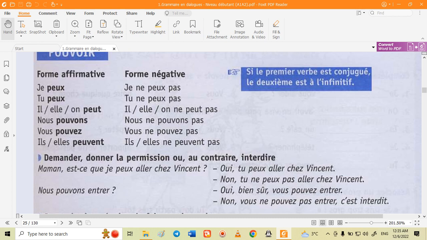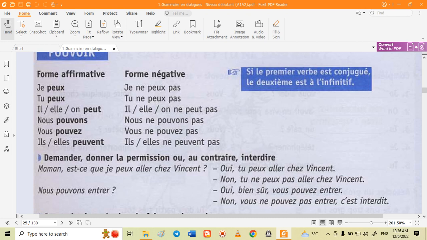Je peux, tu peux, il, elle, on peut. Just at the end you see the letter T. Je peux, tu peux, il peut, elle peut, on peut. Nous pouvons. Vous pouvez. Ils peuvent, elles peuvent. Be careful with it. Nous pouvons, vous pouvez, ils peuvent, elles peuvent. I can, you can, he can, we can, you can, they can.